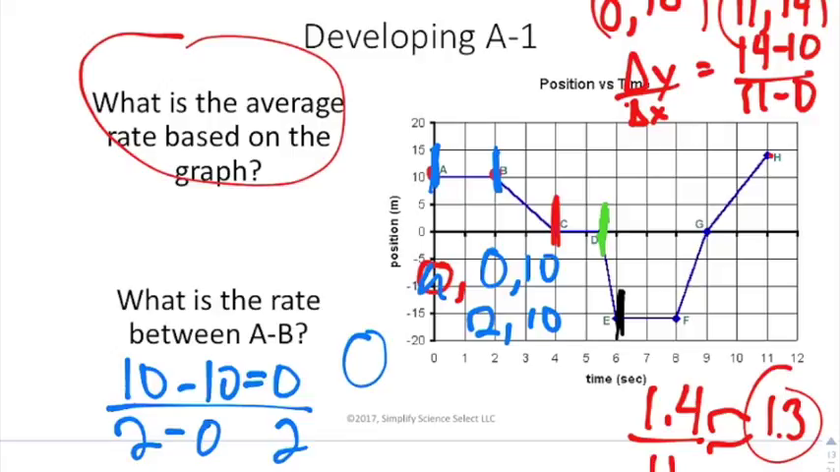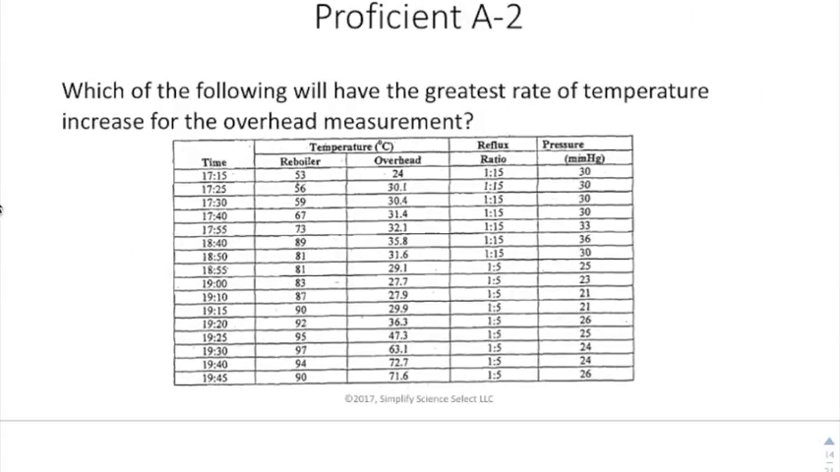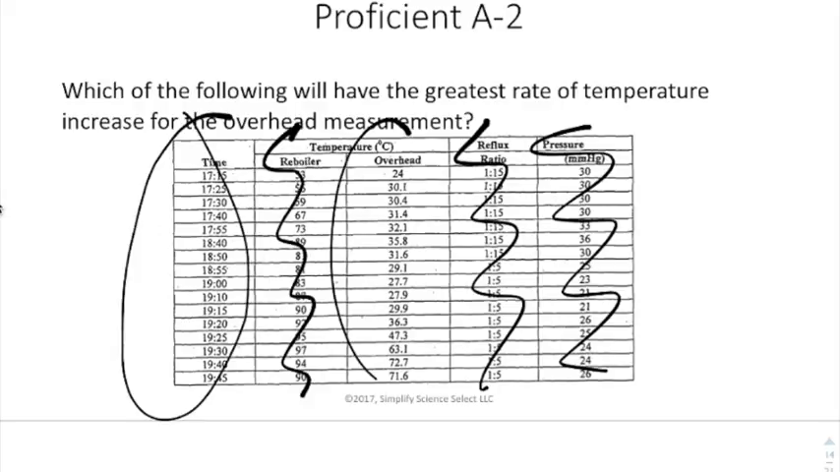Next, it says, which of the following will have the rate of temperature increase for the overhead measurement. So the first thing you want to do is eliminate all the extra information. I don't need to know about reboiler temperatures or pressure or reflux ratios. All I'm interested in is time and overhead.